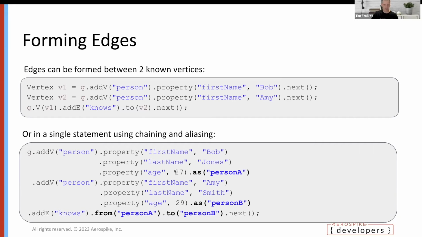So this person is going to be person A. I'm going to add another person, in this case, Amy Smith, and they're going to be person B. And then I'm going to add an edge of nose from person A to person B. Very intuitive. It's really easy to read the program. It's really easy to look at it and understand exactly what it's doing, even if you're not necessarily familiar with the Gremlin query language.